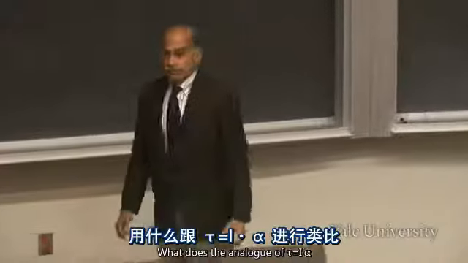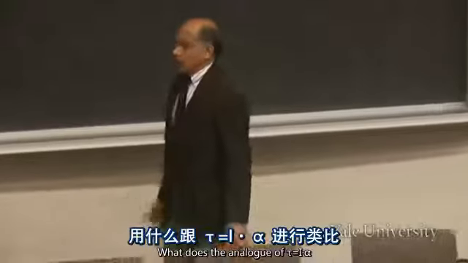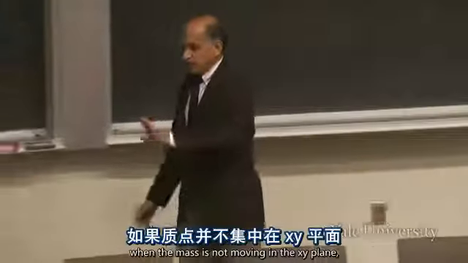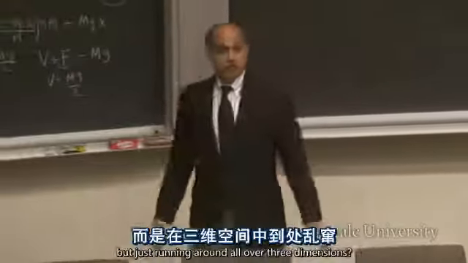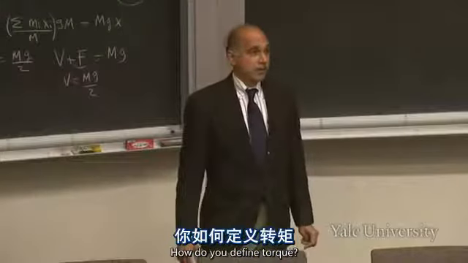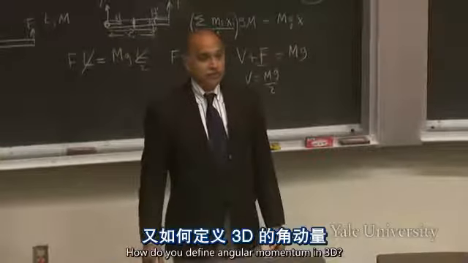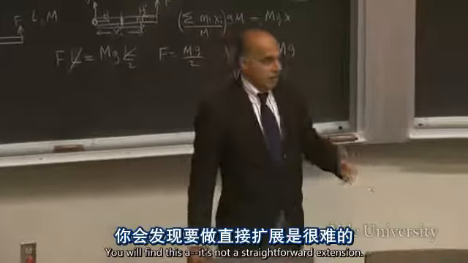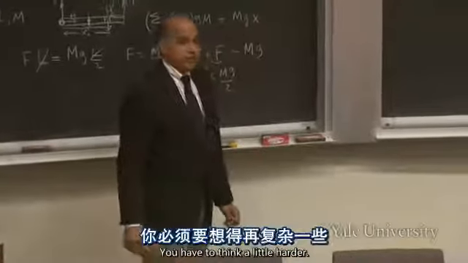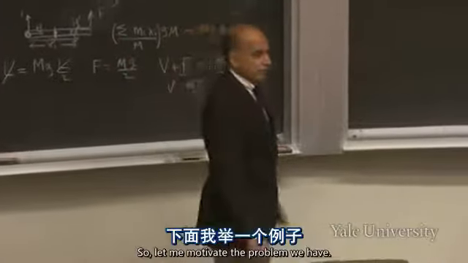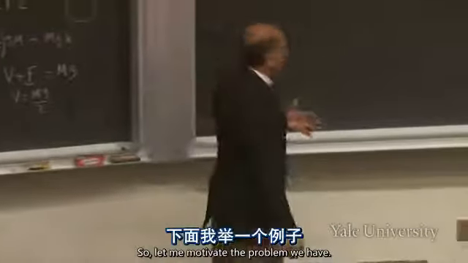What is the analog of tau equals I alpha when the mass is not moving in the xy plane but just running around all over 3 dimensions? How do we define torque? How do we define angular momentum in 3D? You will find that it's not a straightforward extension. You have to think a little harder. So let me motivate the problem we have.